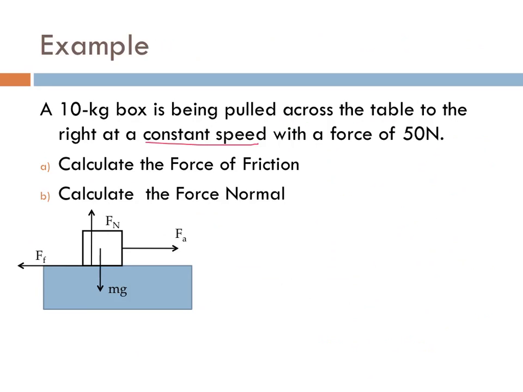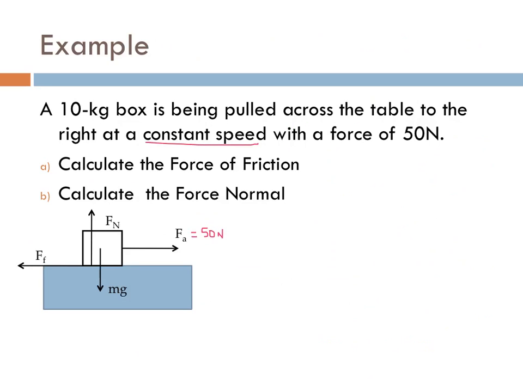So here I've included a picture for you, but even if it didn't include a picture, and even if it didn't ask you to calculate the force of friction, you'd have to assume that there's friction involved, or that there has to be an opposing force, because it does say constant speed. So here I have a force being applied of 50 newtons, and we want to calculate the force.